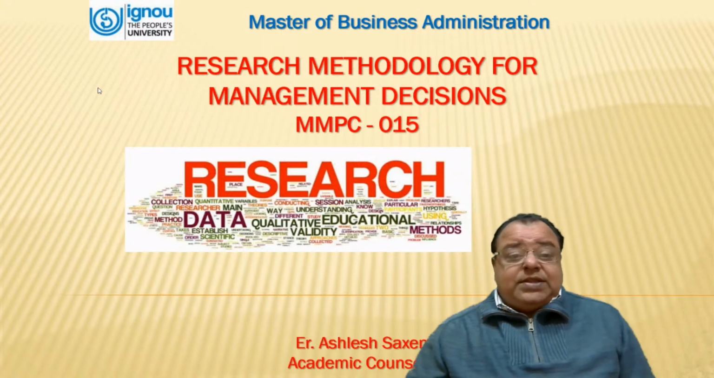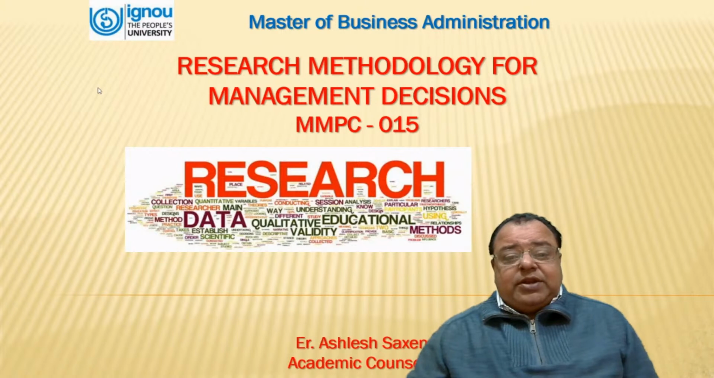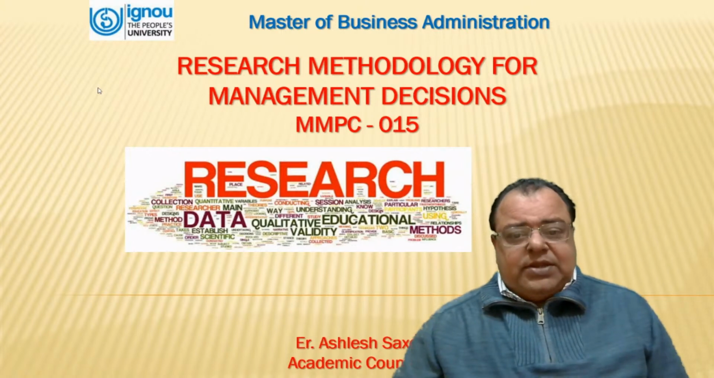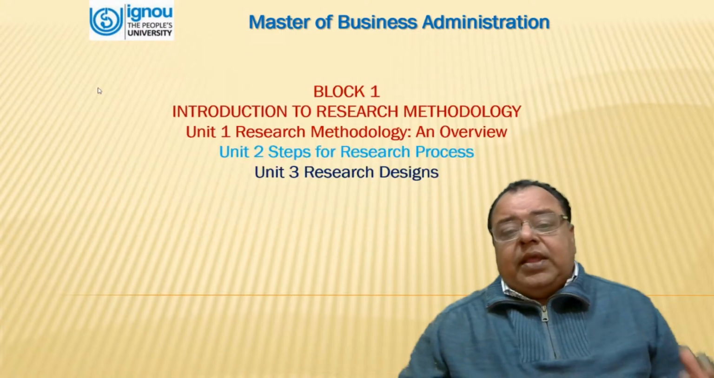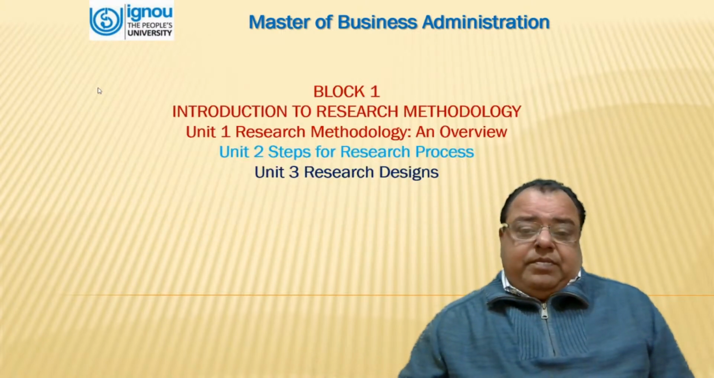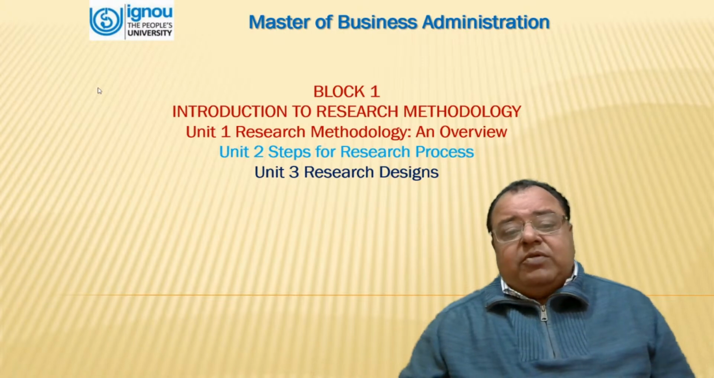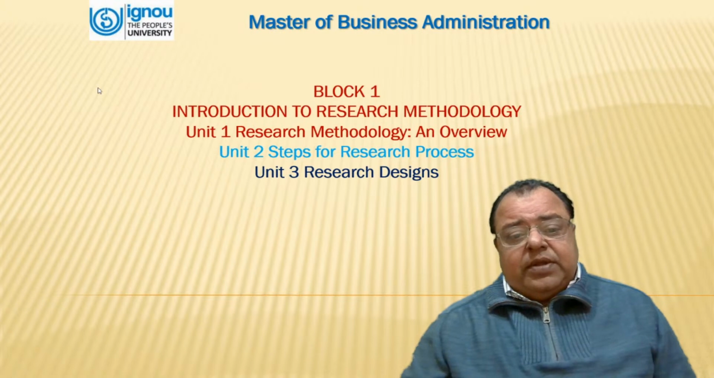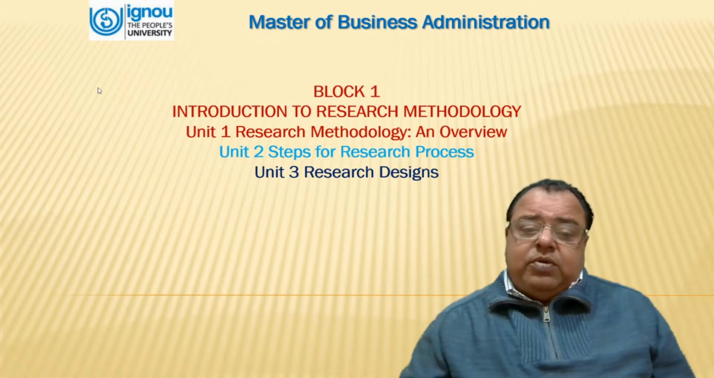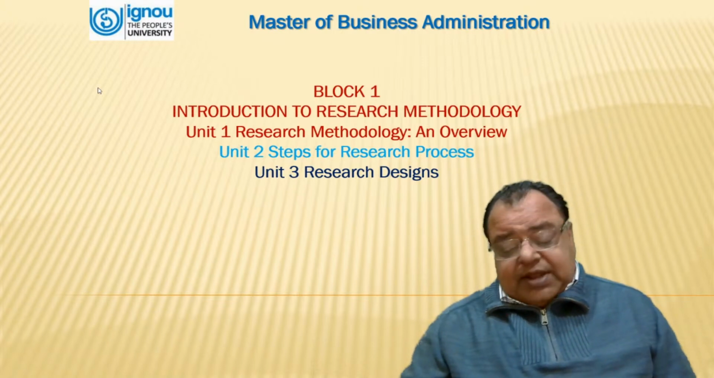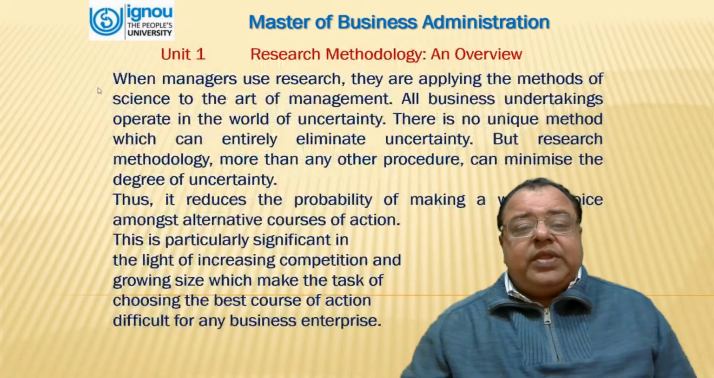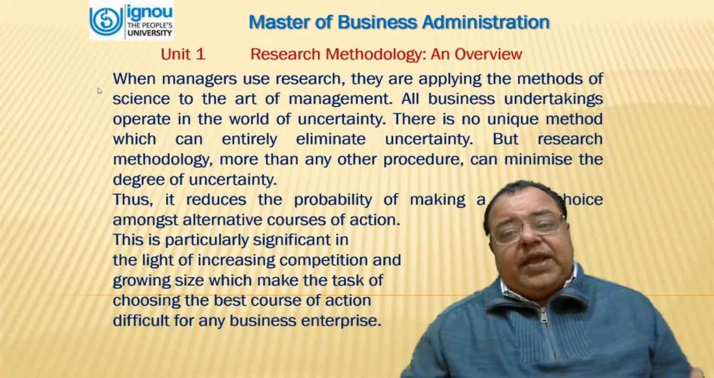Today we will be discussing research methodology for management decisions. That is your paper MMPC 50. Initially, Block 1 is there, which is basically an introduction to research methodology. Unit 1 is research methodology: an overview. Unit 2 is steps for the research process. And Unit 3 is research design. So we will start with research methodology: an overview.